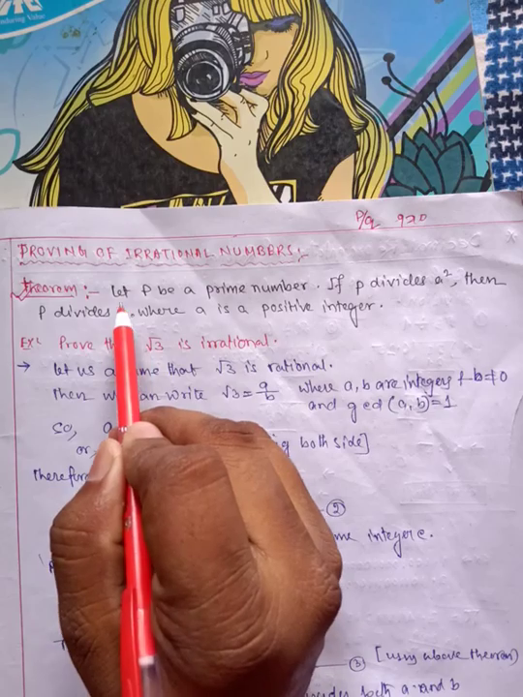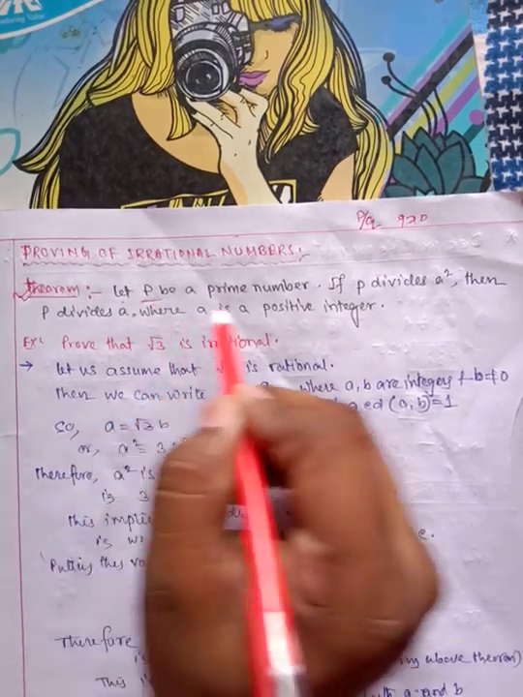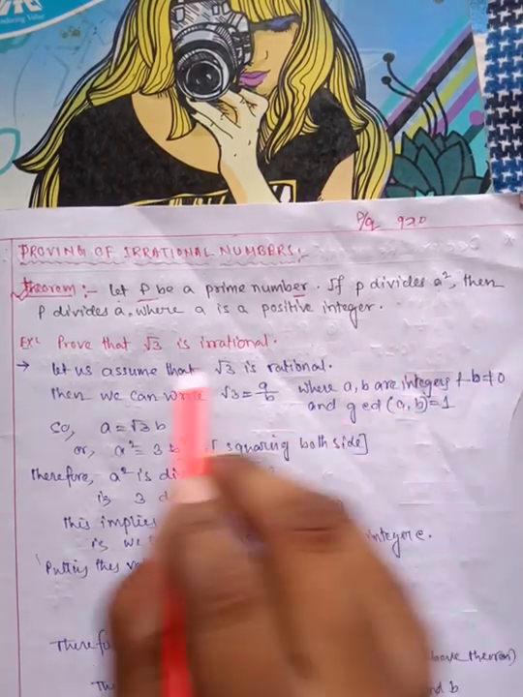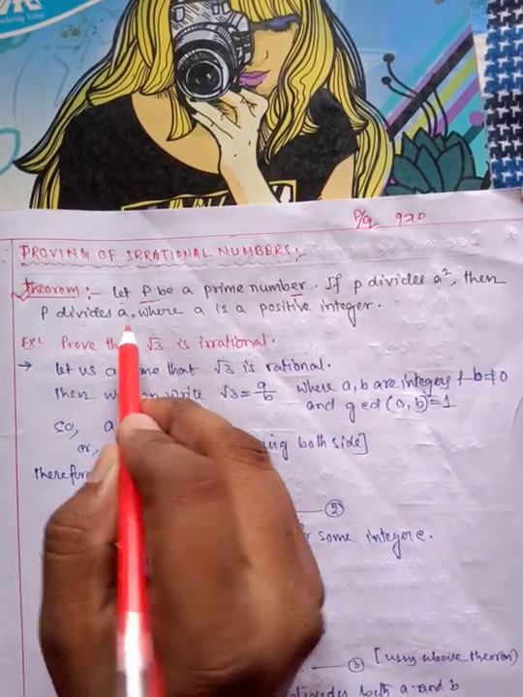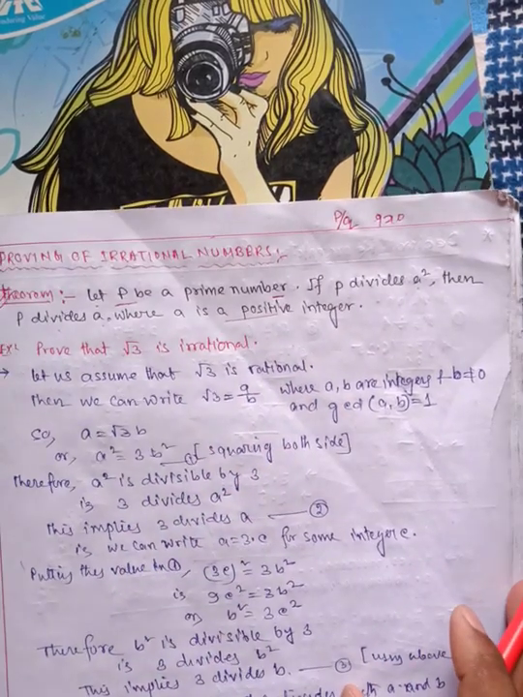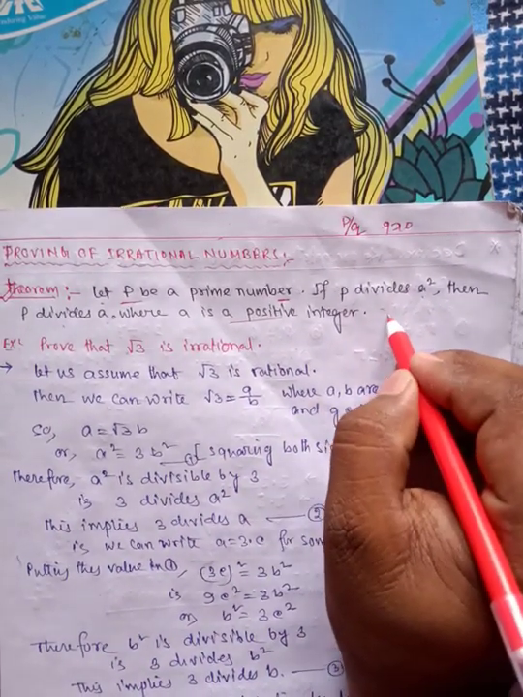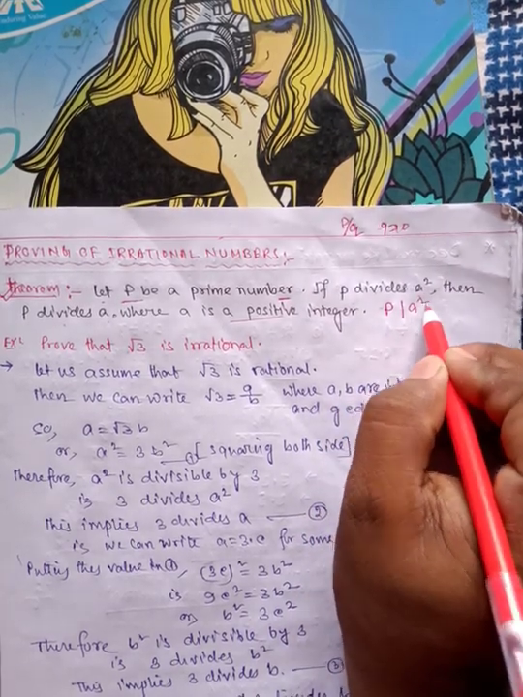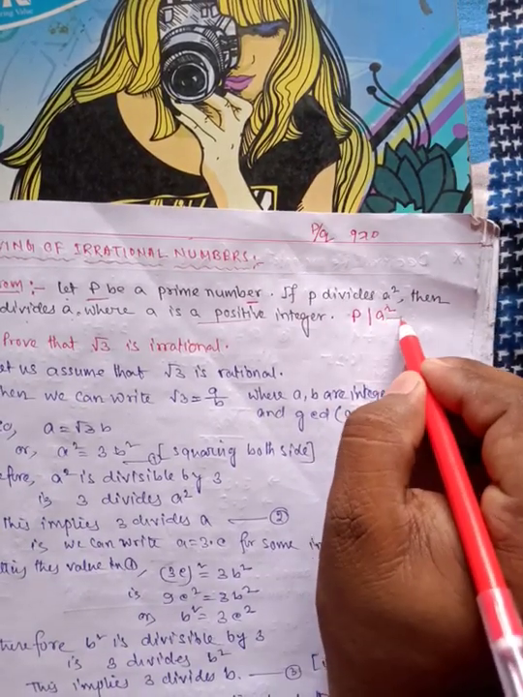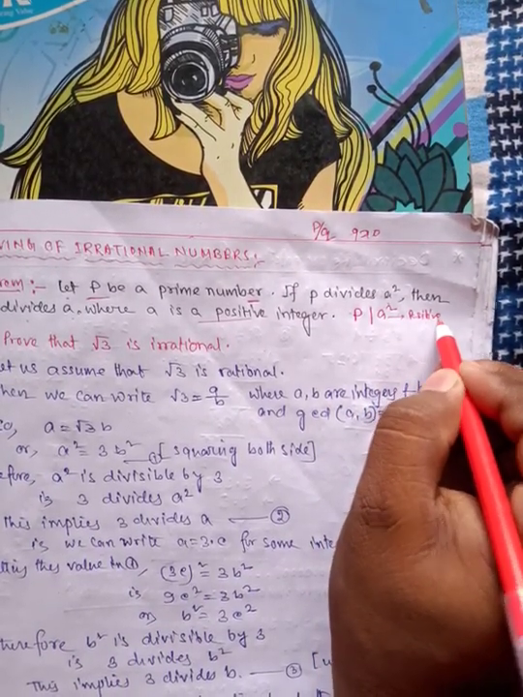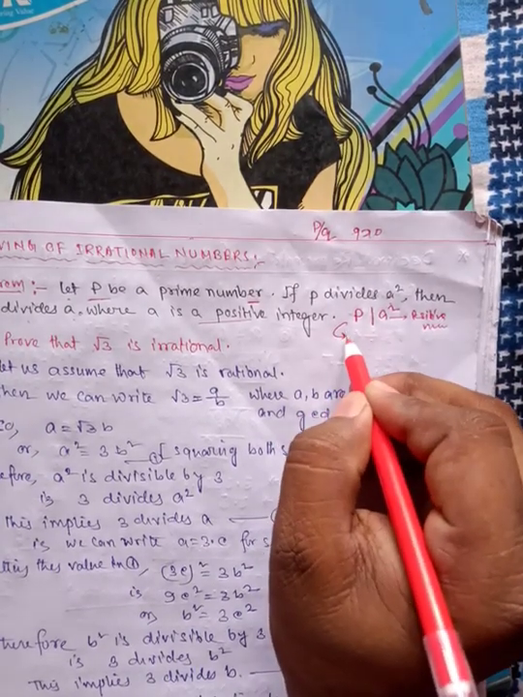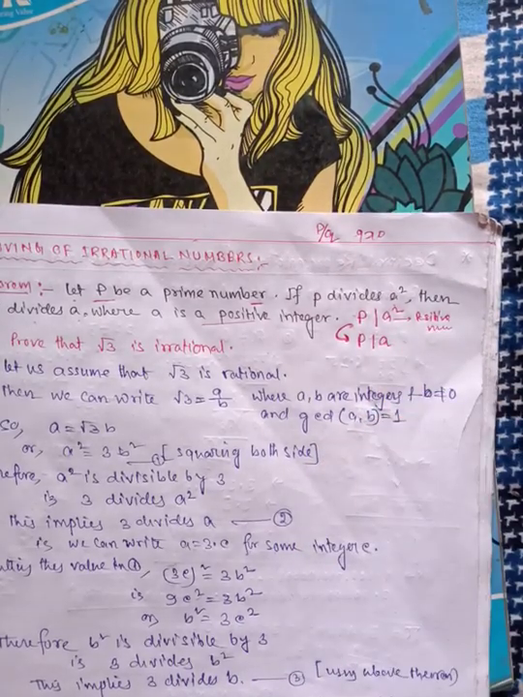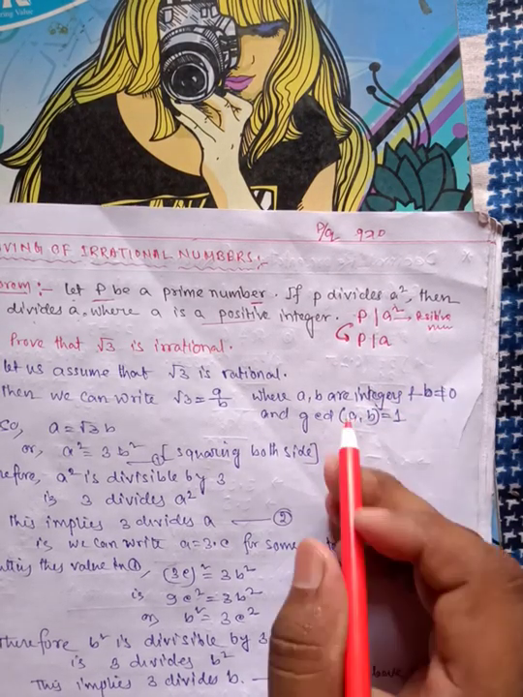What is the theorem? Let p be a prime number. If p divides a square, then p divides a, where a is any positive number. So the main thing is, if p is a prime number and it divides a square, where a is any positive number, then this implies p divides a. Understood? Then p divides a.